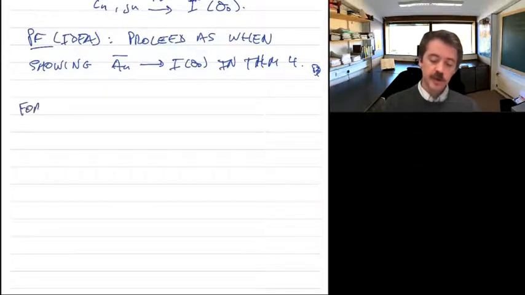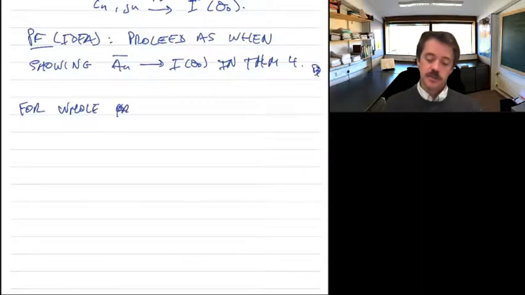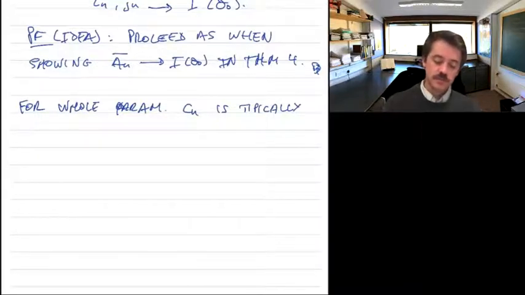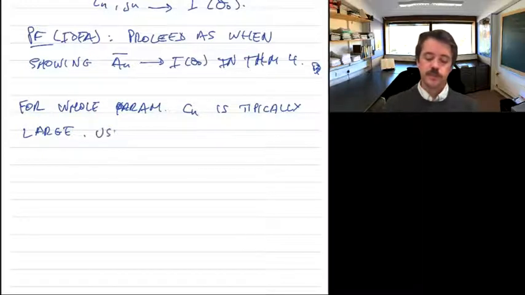So for the whole parameter, Cn is typically too large. Well, not too large, but large. So, is there a better alternative?